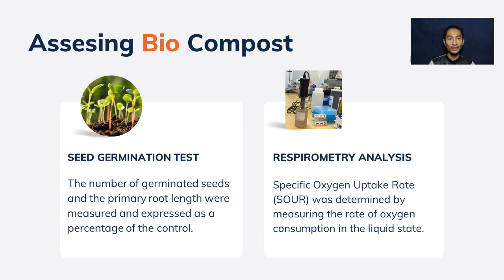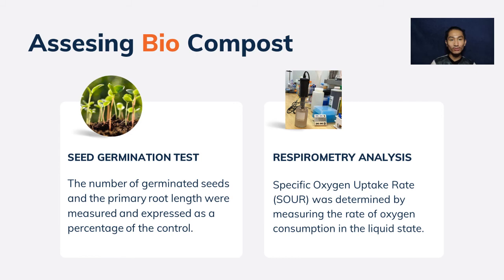Okay, the next one will be assessing biocompost. So how do we know that it is a good biocompost? The first step is the seed germination test. So we can take the final result of the compost, so the soil, and then we try to put a seed in it, and observe whether the seed grows or not. And if the seeds grow, we can measure the length of the root, the length of the shoot, and also how many leaves grow, and many more. So this is the first step of assessing our biocompost.